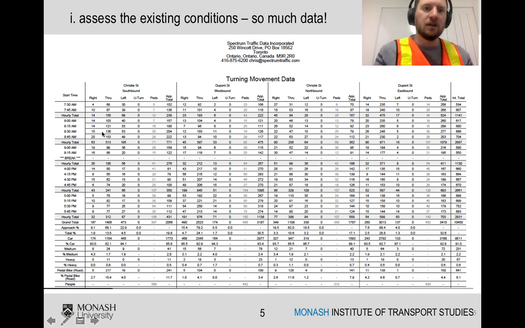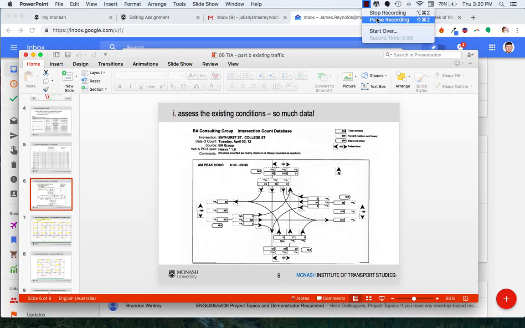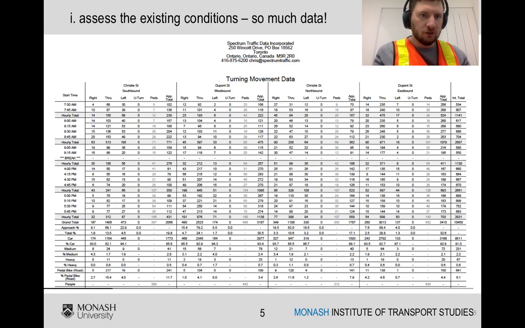Anyway, there's a lot of data. It's all in 15-minute increments because that's sort of the industry standard. Sometimes it's counted with a video if you're more technologically advanced. Sometimes it's someone out there with a clicker board and wearing a wonderful vest. But fundamentally, it's just numbers.